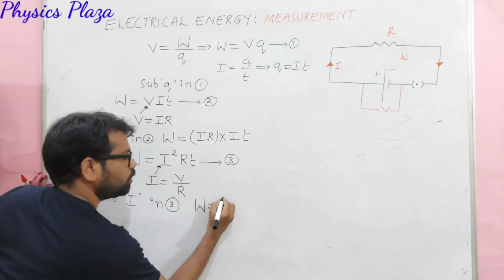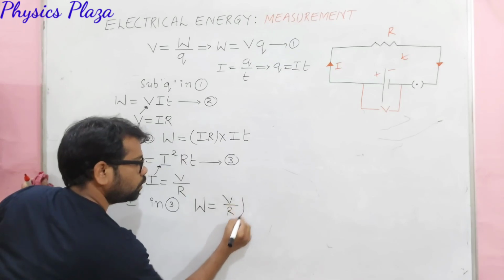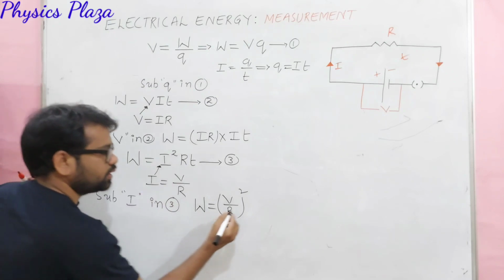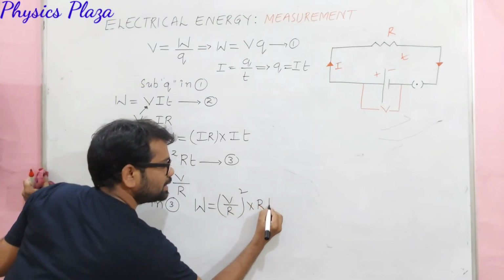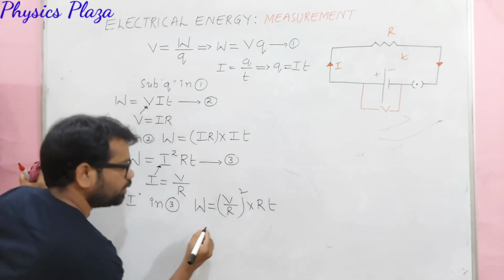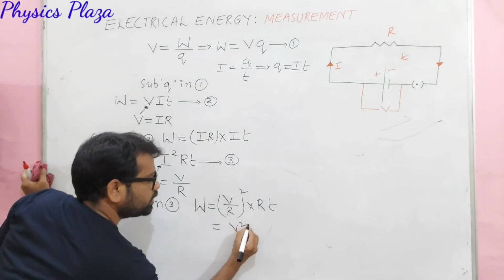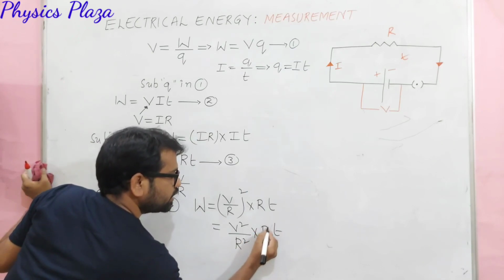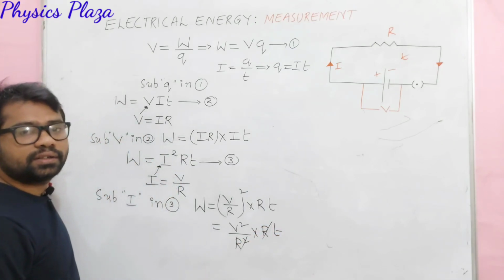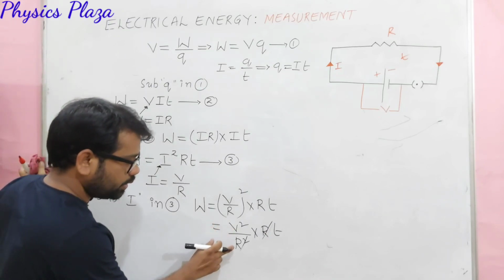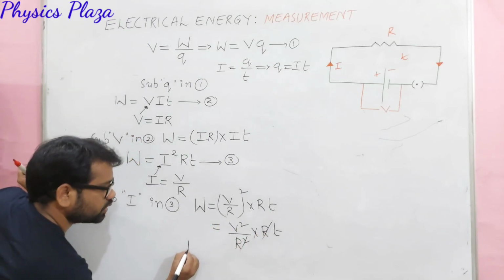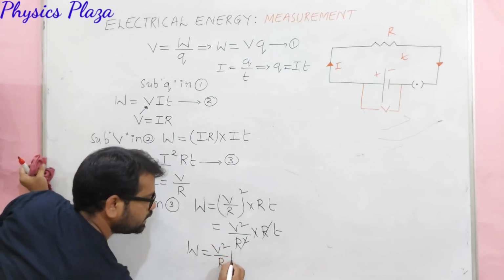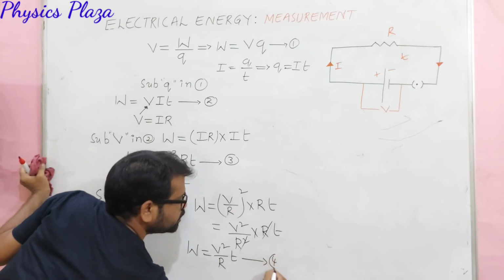Then what do we get as the expression for electrical energy? W is equal to V by R whole square into RT. Children, in the place of I, we are writing V by R. So V by R whole square will be how much, dear children? It will be V square by R square into RT. Here R square gets cancelled. Then what is left here? V square by R into T. So, W is equal to V square by RT is the fourth expression.